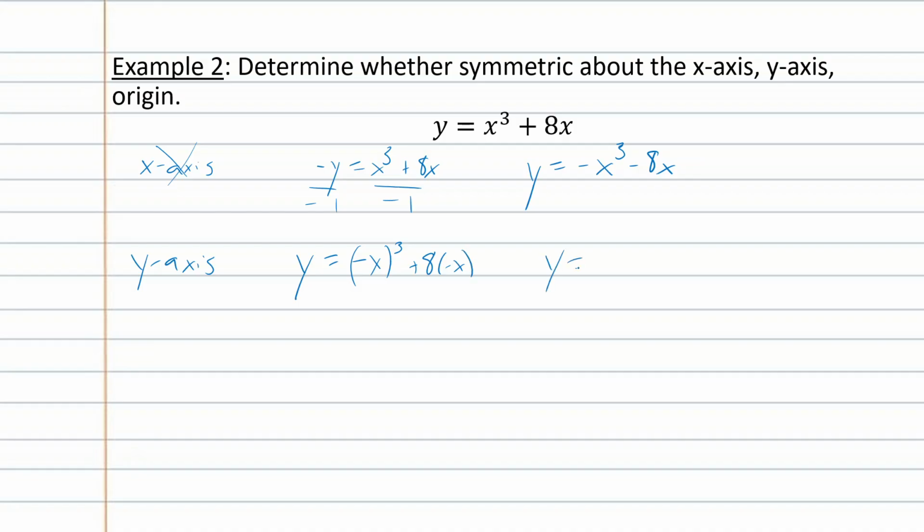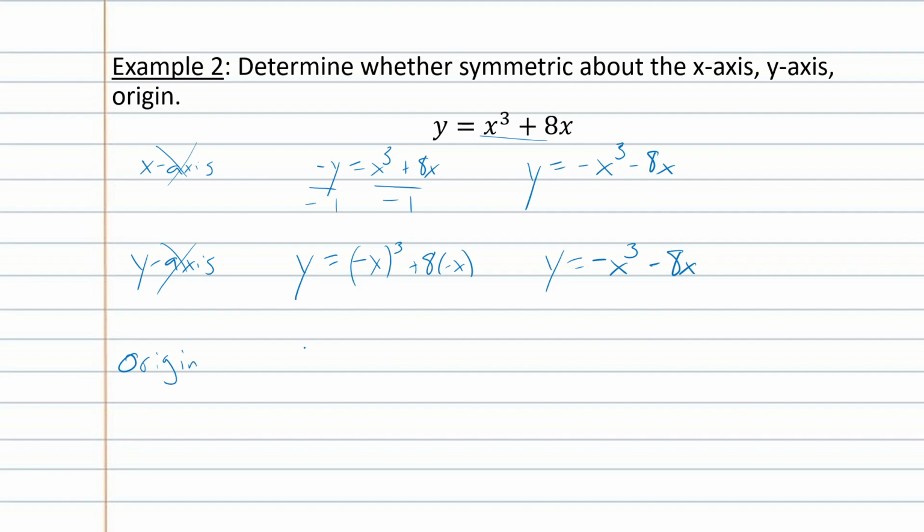And I can simplify a little bit, but that negative out here, if you cube it, it stays negative, so it really just looks like this. And you can bring that negative to the front there, but it does not reduce down to the original. So it's not symmetric with respect to the y-axis.